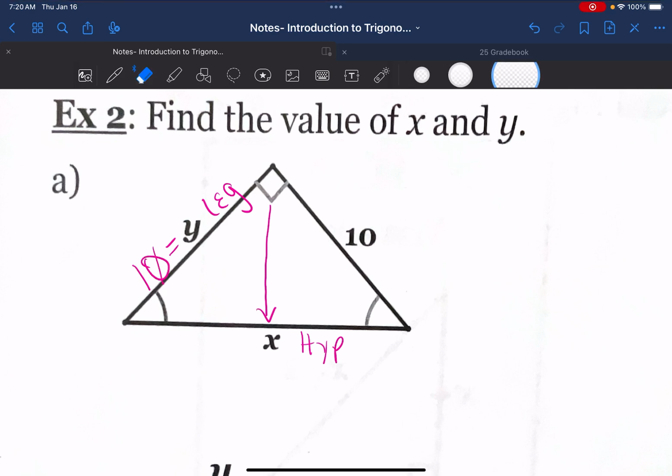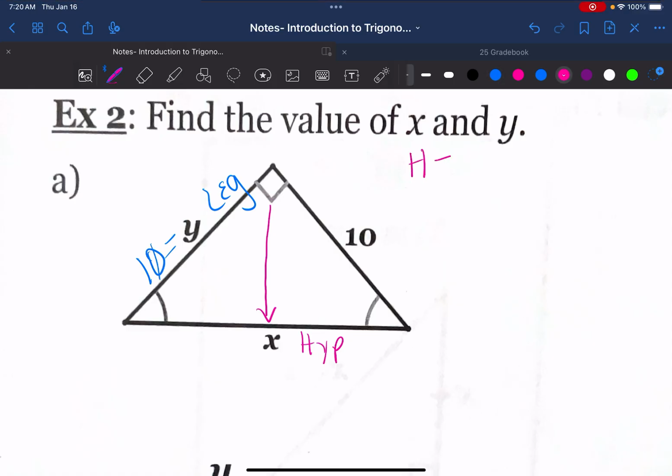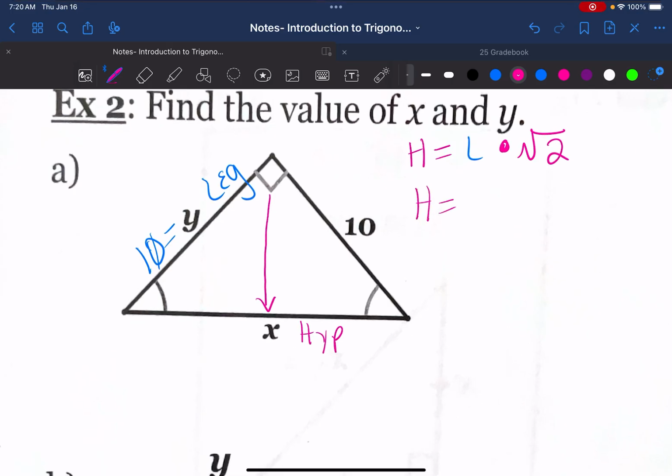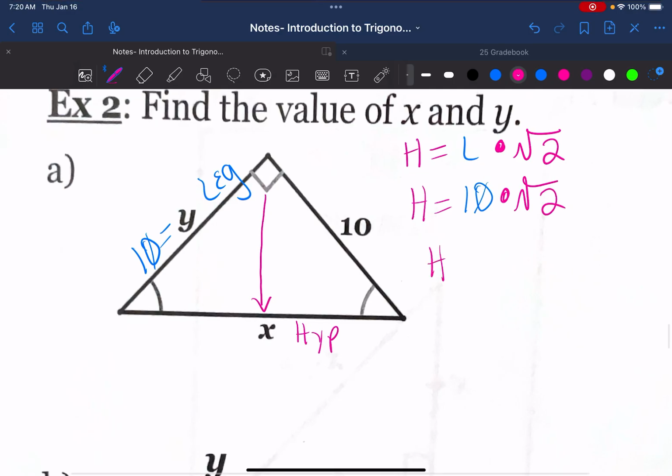Well, I want to do my legs in blue, so let me change colors. This is a leg, so y is 10. To find my hypotenuse, we take whatever my leg is and multiply it by the square root of 2. So my hypotenuse equals 10 for the leg times square root of 2. So my hypotenuse, which is x, equals 10 square root 2.